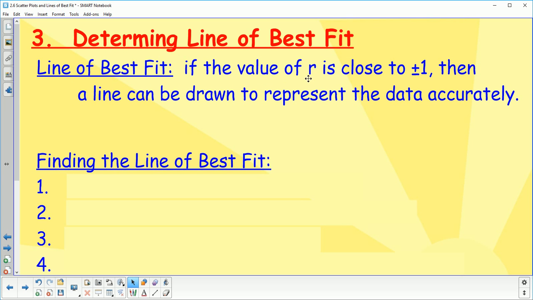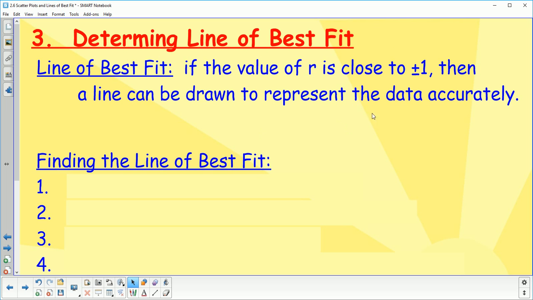Okay, the last piece we're going to talk about then is determining our line of best fit, which is just if the value of r is close to plus or minus 1, so it has a really strong positive correlation or a really strong negative correlation, then we can draw a line that represents the data accurately. Now we're not going to do this if our correlation coefficient is close to 0 because there really is no line of best fit, there really is no trend.